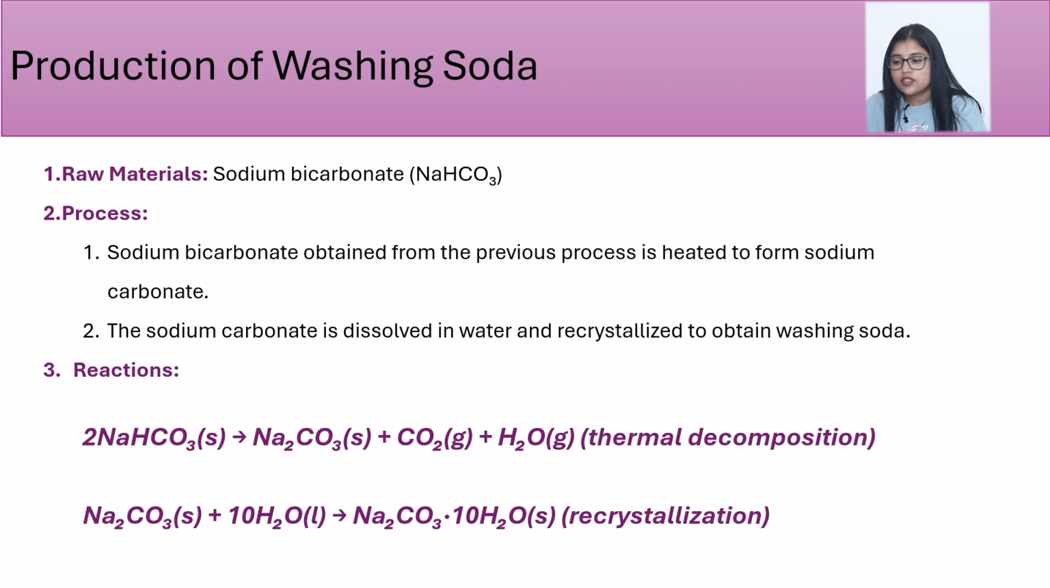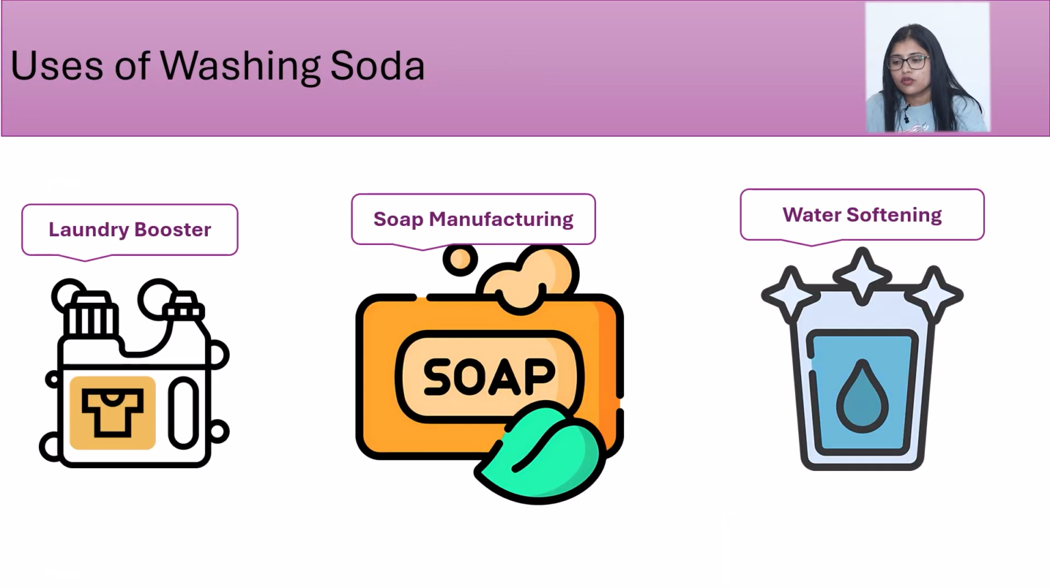The chemical reactions include the first step, which is heating of sodium bicarbonate, which is the thermal decomposition, which gives us sodium carbonate, which is then reacted with water and recrystallization is done, with which we get washing soda, which is nothing but Na2CO3·10H2O, that is, it has 10 water molecules for each molecule of Na2CO3. Some uses of washing soda include laundry booster, soap manufacturing and also as a water softening agent.